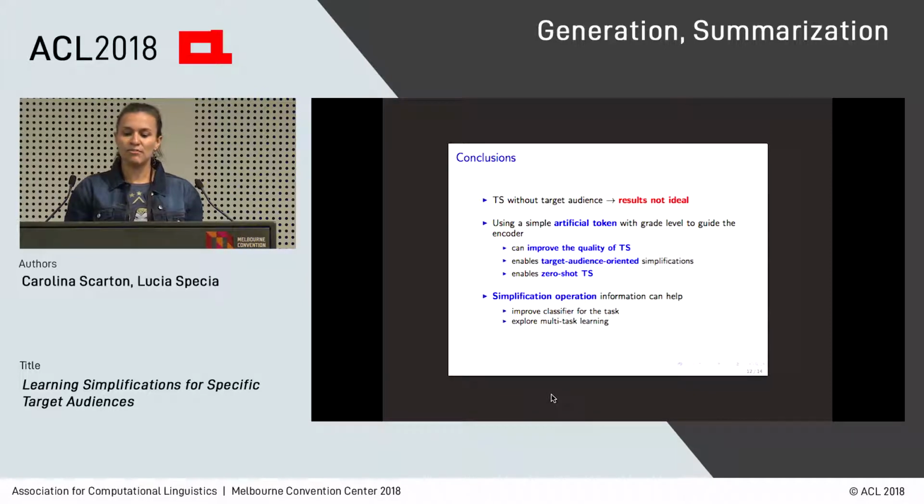And finally, the simplification operation information can help, but of course you need to try better classifiers for the task. As future work, you can think about multitask learning, where you can learn both tasks together, so predicting the operations and the text simplification.